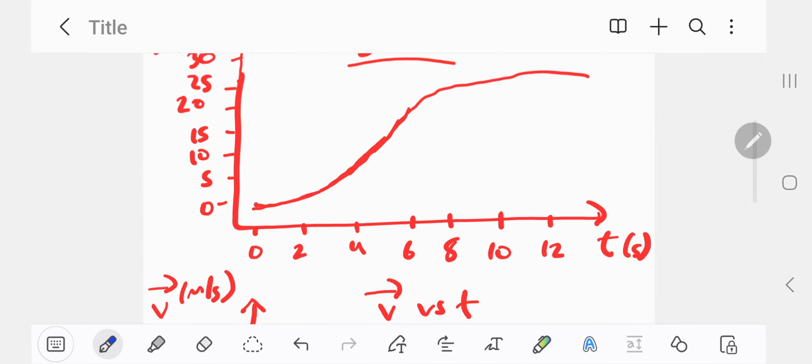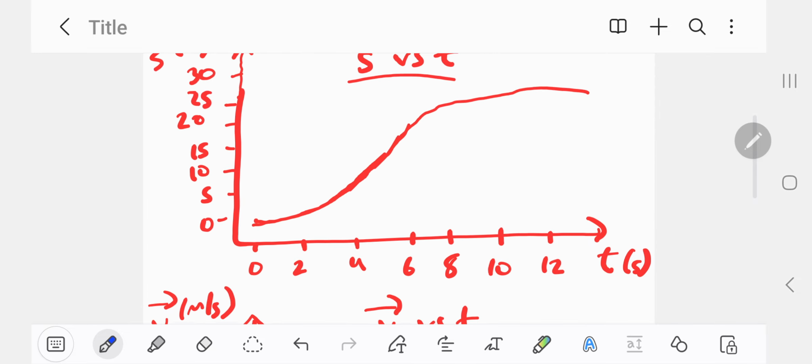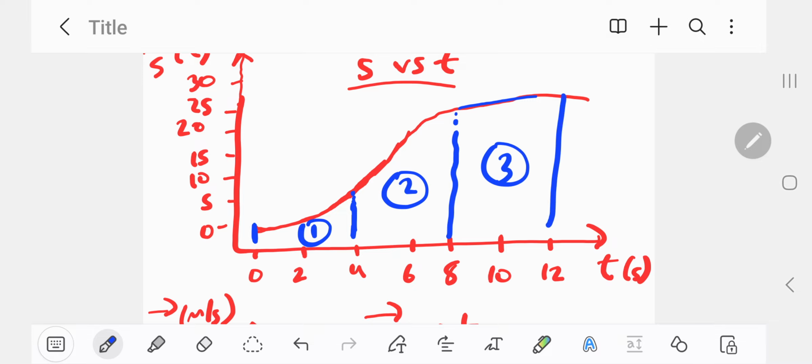We need to first break up this graph into segments. Now, what we see here is, from 0 to 4 seconds, I haven't drawn it right, but anyway, this should be like a curve. Between here and here, there's a curve going up. Let's call this region 1. From 4 to 8 seconds, it should be a straight line. So this is region 2. And from 8 to 12 seconds, this is a curve that's flattening. So 8 to 12, this is region 3.